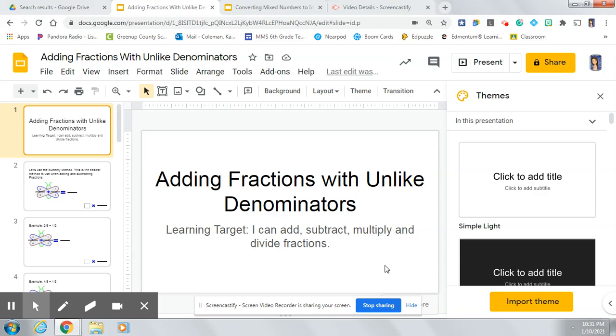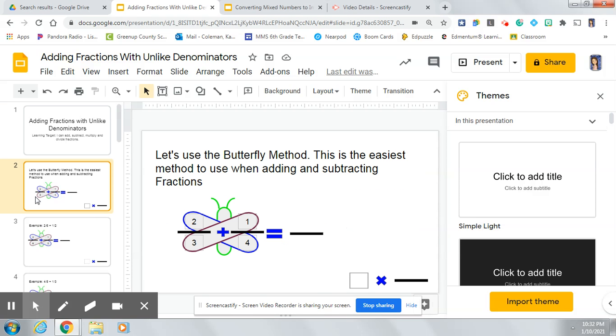If this method does not work for you guys, let me know. And of course, I will show you other ways that you can add and subtract fractions. I just feel like this is the easiest. So, the butterfly method is adding two fractions that have a numerator and a denominator. We're not dealing with mixed numbers right now. I'll show you how to add and subtract mixed numbers later. So we need a numerator and denominator for this to work. So no whole numbers. As you can see, I've put together a little butterfly for you just to help you see these steps work.